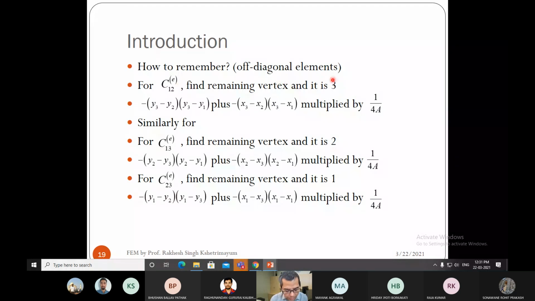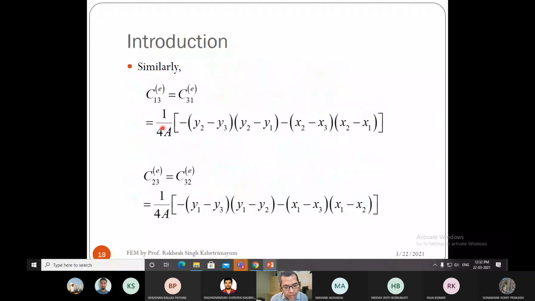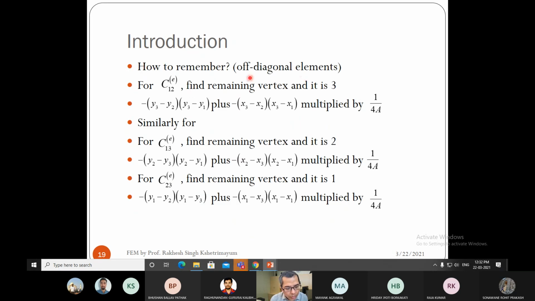So the final expression you can remember also, because for example, you want to calculate quickly the stiffness matrix or coupling coefficient matrix. You don't have to do the derivation of all these formulas. There's one easy way of remembering all these formulas for the off diagonal elements of the stiffness matrix. So basically, if you want to find C12E, here you have used node 1 and 2. What is the remaining vertex or node? It is 3.